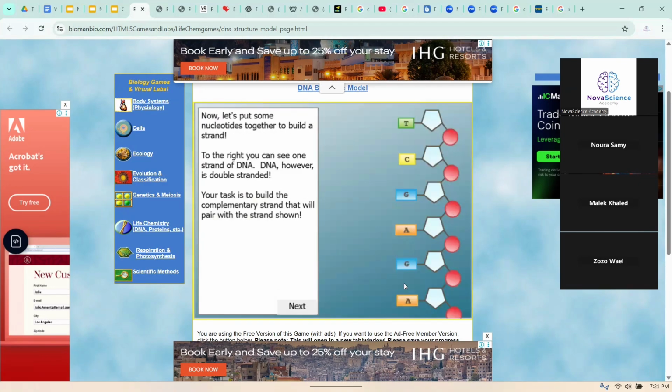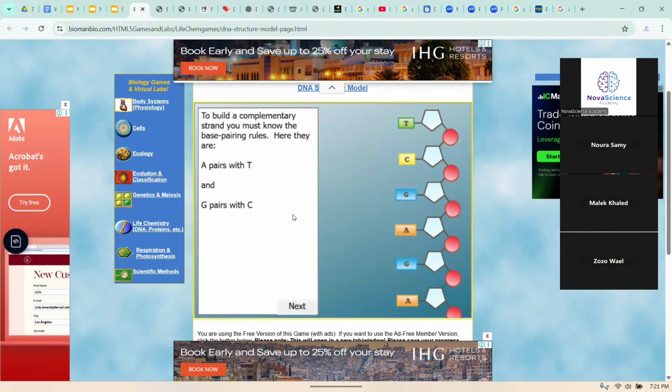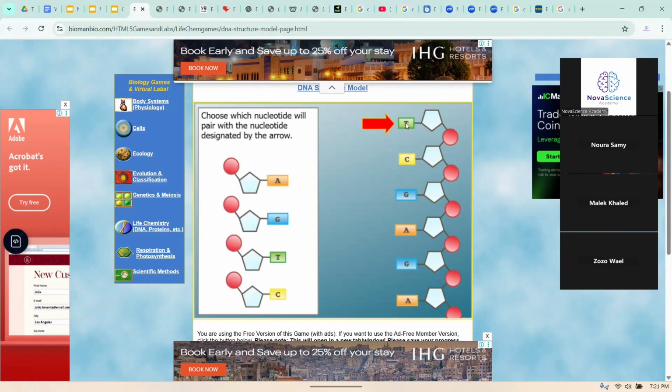Let's start. This is the fun part, to build the DNA. I have one strand. I need to build the complementary strand. Again, he's reminding you that A pairs with T and G pairs with C. To build T, I need to pair it with only one nitrogen base, which will pair like a lock and a key, key and lock.